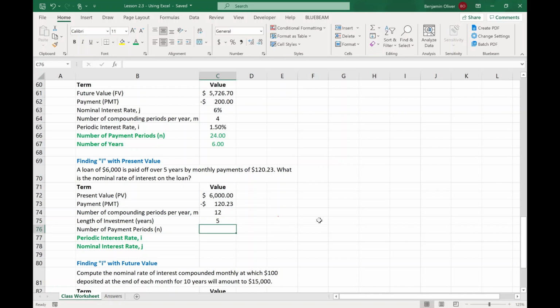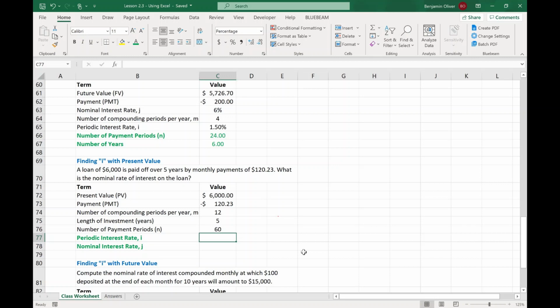So we can calculate our number of payment periods. Remember, it's equal to our number of compounding periods per year times the length of our investment, which is 5 years. So we're making 60 payments of $120.23 to pay off this loan. Now to find the periodic rate of interest, remember in our formulas, it always showed this value of rate, and that was our periodic rate of interest.